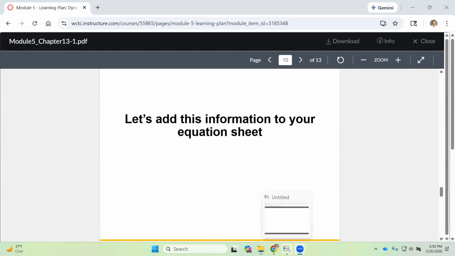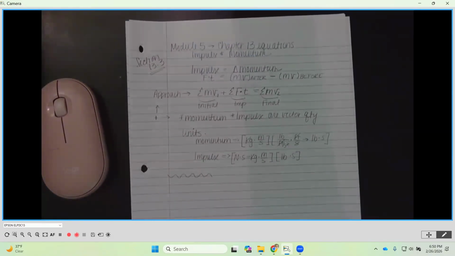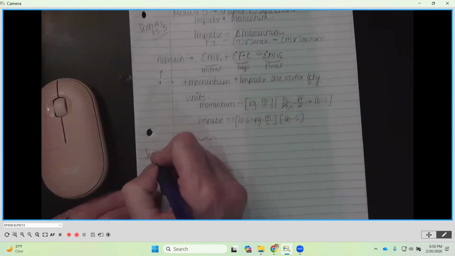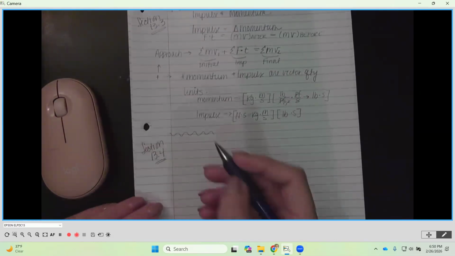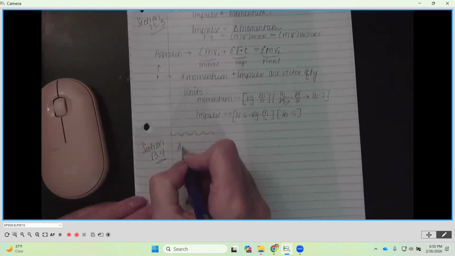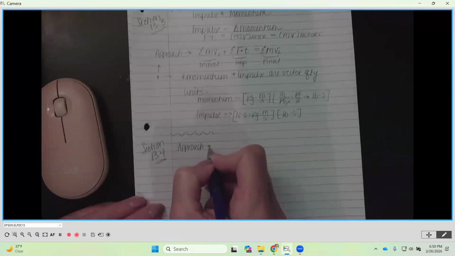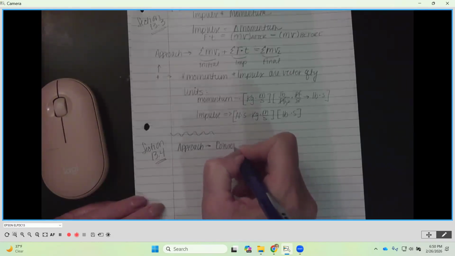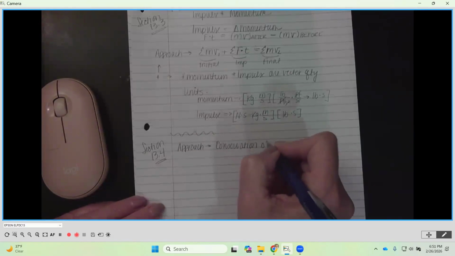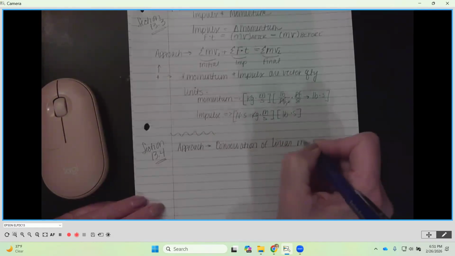So I'm going to go underneath my camera and I've got my equation sheet out here. So this was the information from section 13.3. Now I'm going to be looking at, I'll just write here, this is going to be section 13.4. Okay, so continuing on to the next section in this very same chapter. Now, here we are going to be identifying and using the approach of the conservation of linear momentum.